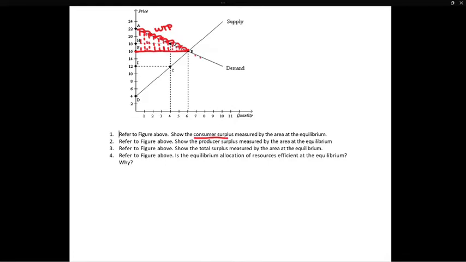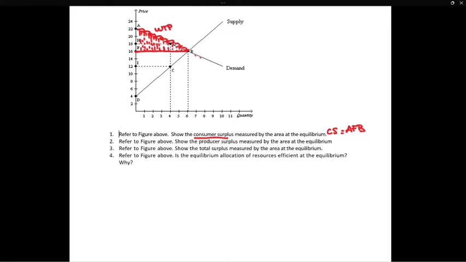So we need to look at the area of this red triangle. We will just put the name of the area. So this is the consumer surplus and it is the AFB triangle. Consumer surplus is AFB triangle.